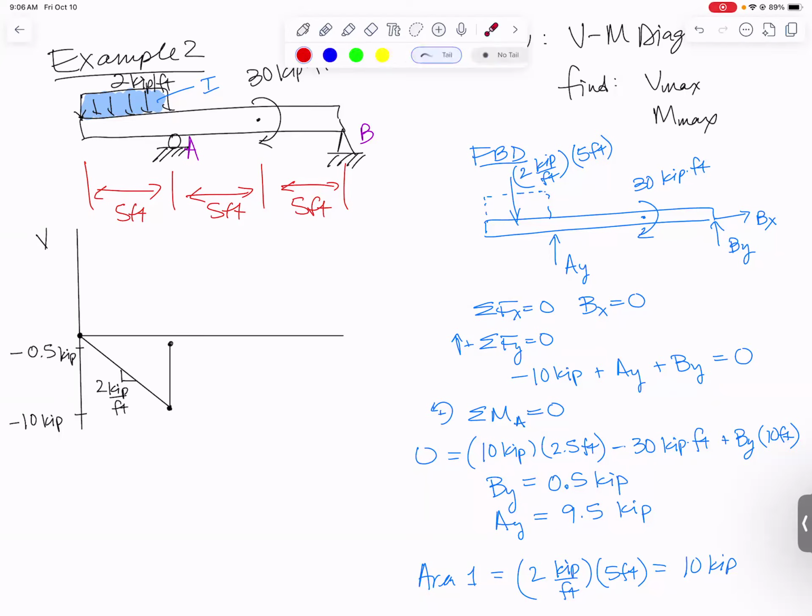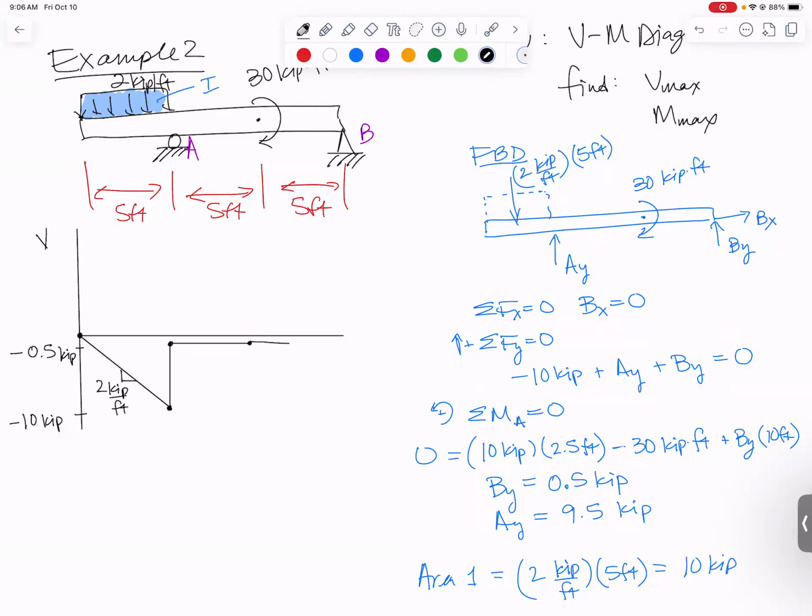And now we have no distributed load for the rest of the beam, so we are going to go in a perfectly horizontal line, 0 slope, until we reach our couple. Now, a couple is not a force. Just like we did not include that couple moment in our force, we don't include it on our shear diagram. So we're still at negative 0.5.